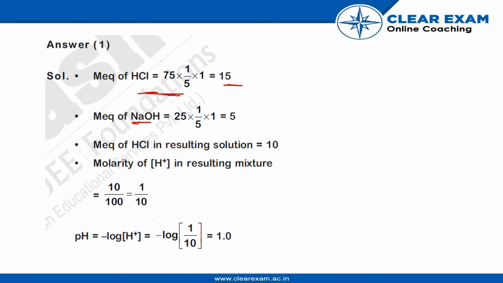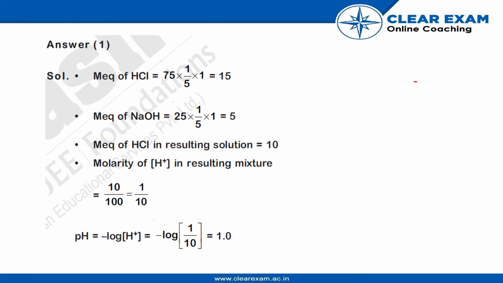Now these 5 mmoles of NaOH will neutralize 5 mmoles of HCl, and the remaining 15 minus 5, we will be left with 10 mmoles of HCl. We will get 10 mmoles of HCl with us.